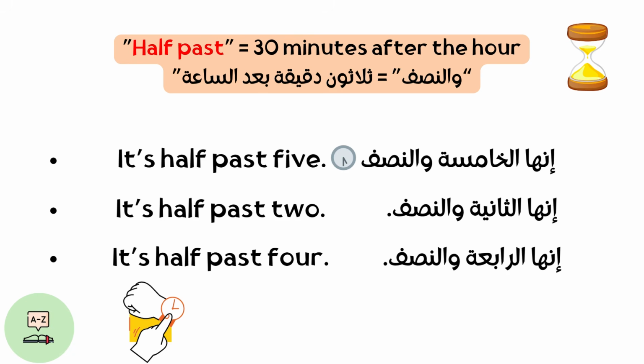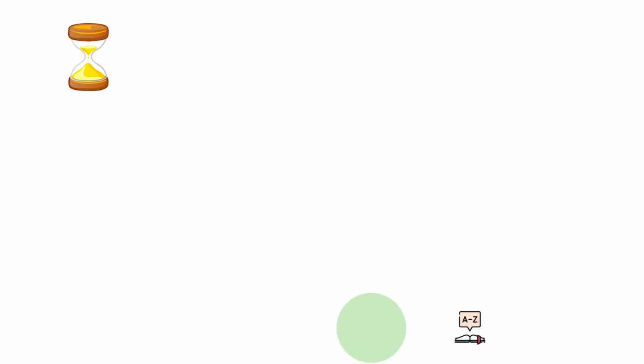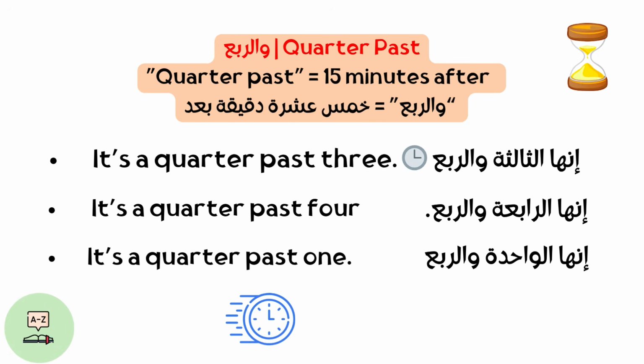Half past means 30 minutes after the hour. For example, it's 5:30. It's 2:30. It's 4:30. Great! We just learned that half past means 30 minutes after the hour. But what if it's 15 minutes after?